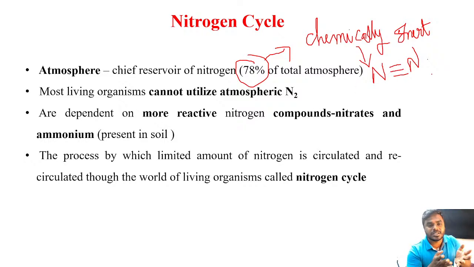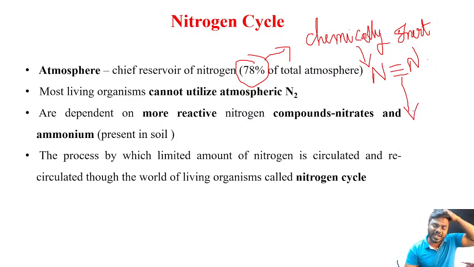But just now I said to all of you very clearly, we can't live without nitrogen. We have to use nitrogen compulsorily. But what is the point? We can't use the nitrogen which is present in the atmosphere directly. So when can we use the nitrogen?